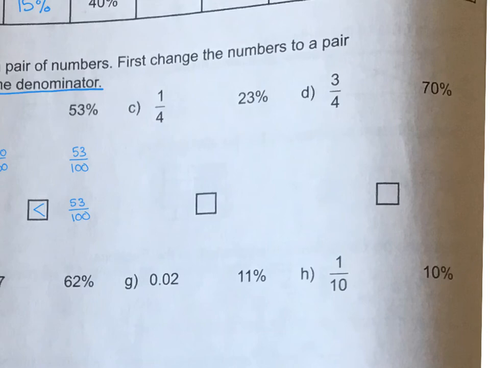So if we had 1/4 and 23%, it's easiest to start by turning our percent into a fraction. So 23% is 23 out of 100, which means I need to make 1/4 into a fraction out of 100 as well. To do that, I need to multiply by 25, do the same thing to the top and the bottom, and that gives me 1 times 25 is 25. And then I can see, okay, 25 is bigger than 23, so my symbol needs to go to eat the one on the left.